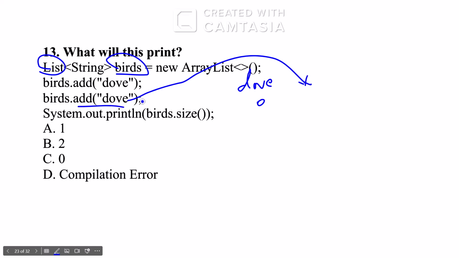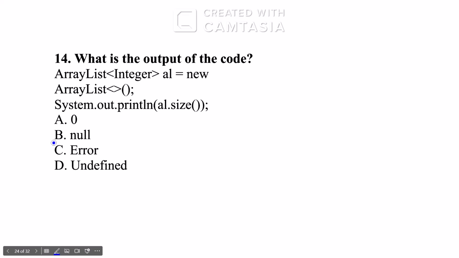While executing this line, the compiler will add this dow to the next index, 1. Now the size function is correct, because we always have to use the size function to count the number of elements in the array list. So the total size is 2. That is, the answer is option B. Next question. Here we are creating an array list called AL. Then I am printing the size of the array. There is no element, right? So it will print 0.